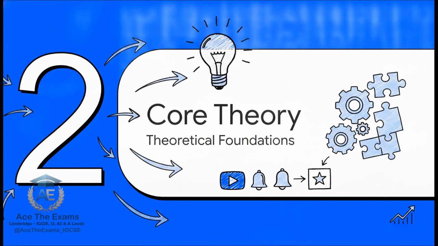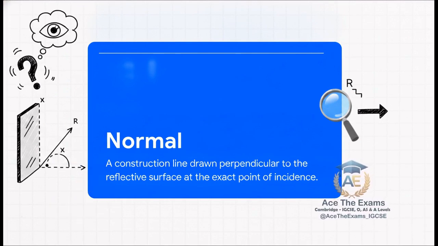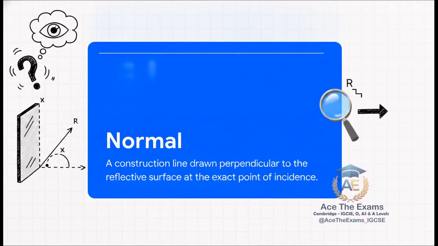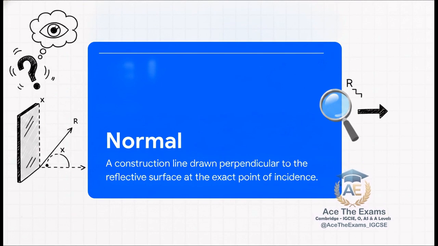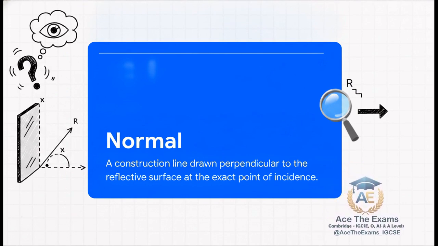Okay, let's establish the fundamental theoretical architecture required for these reflection questions. Remember, referencing accurate cross-topic connections here is what actually pushes you up into those higher grade boundaries. The theoretical foundation for absolutely everything we are talking about today begins with the normal. This is a construction line drawn perpendicular, meaning exactly at a right angle, 90 degrees, to the reflective surface right at the exact point of incidence where the light hits.